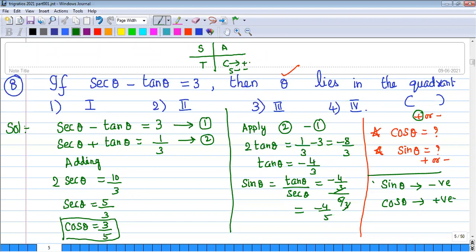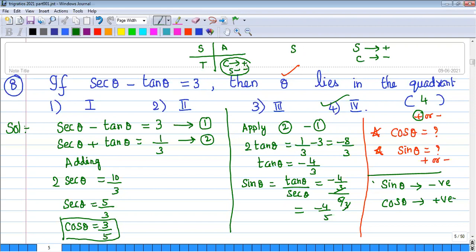That means theta lies in which quadrant now? First, second, third, fourth. Fourth quadrant. For example, if sin is positive and cos is negative, which quadrant now? Tell me. First quadrant? No. Second quadrant.